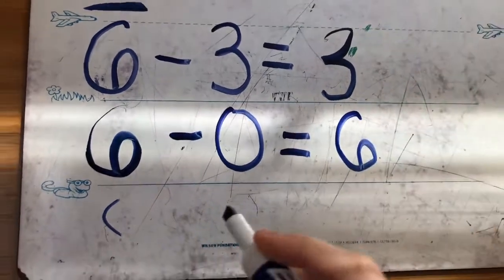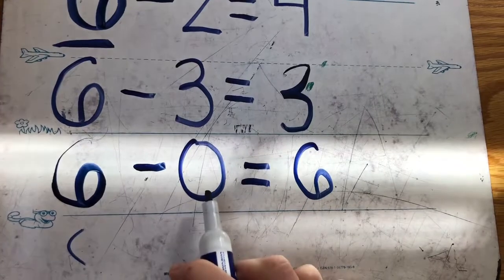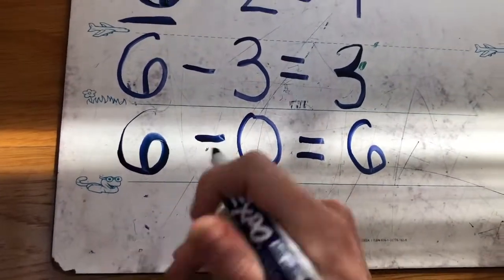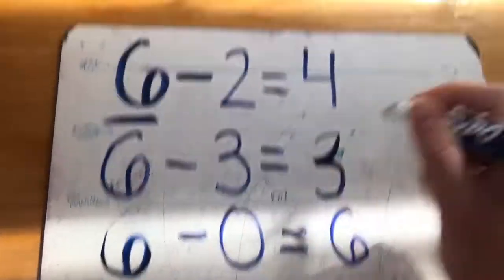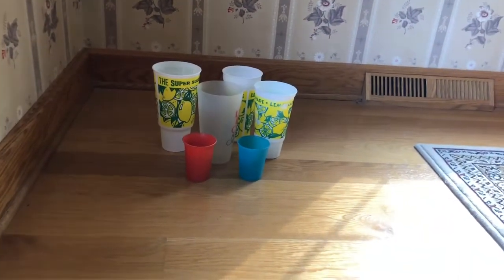And the reason why that makes sense, boys and girls, is you can kind of read it like this. 6, take away nothing, is still 6, right? All right, let's do one last one together. Okay, grab the ball. Here we go.